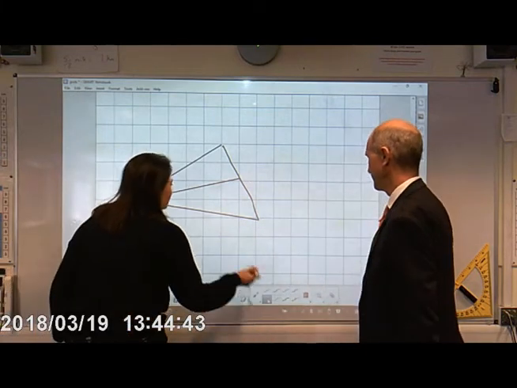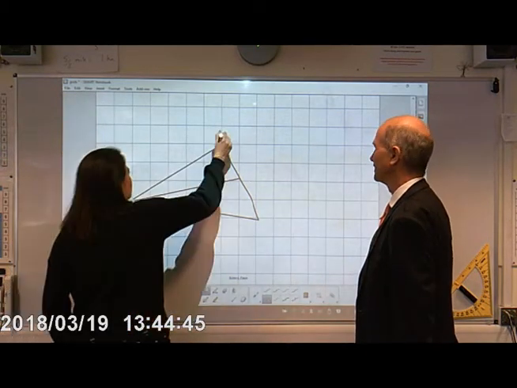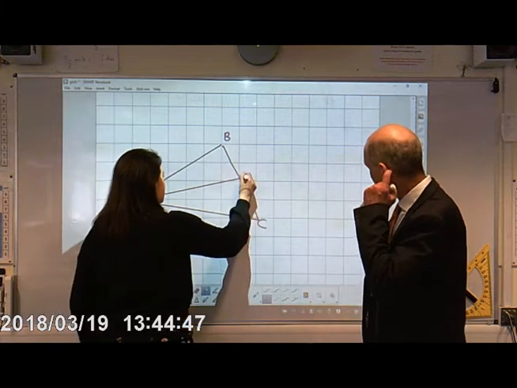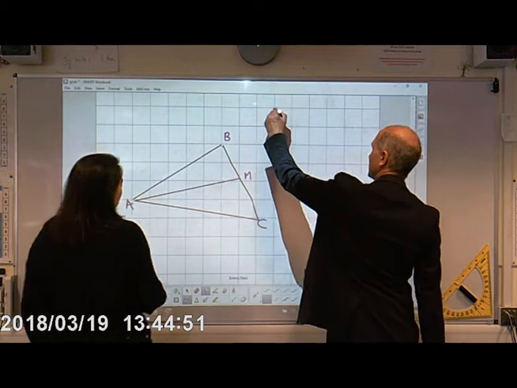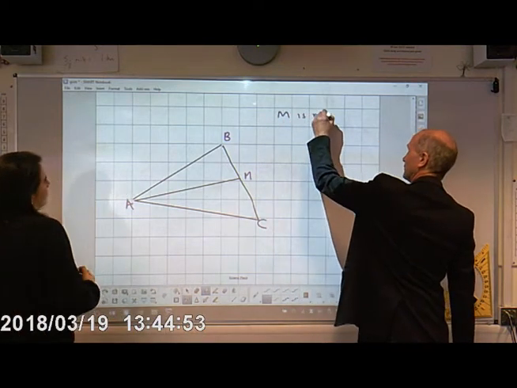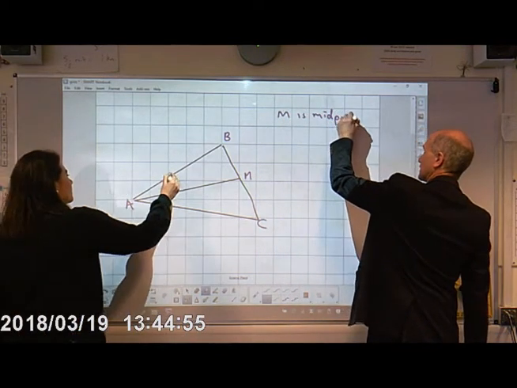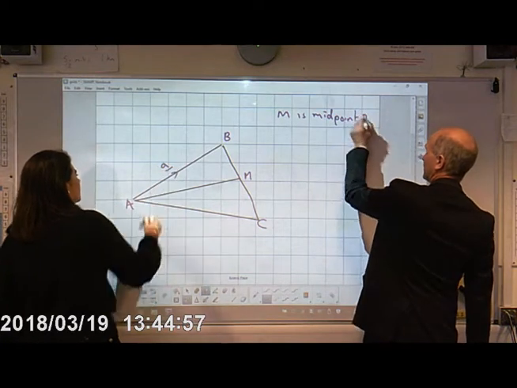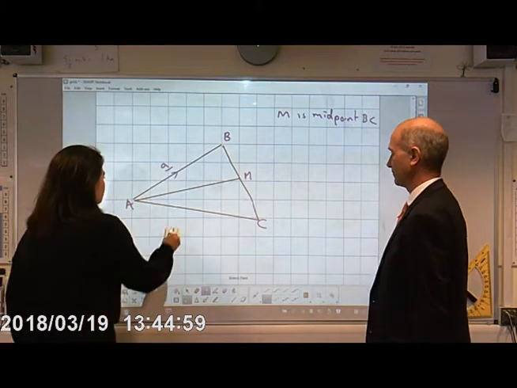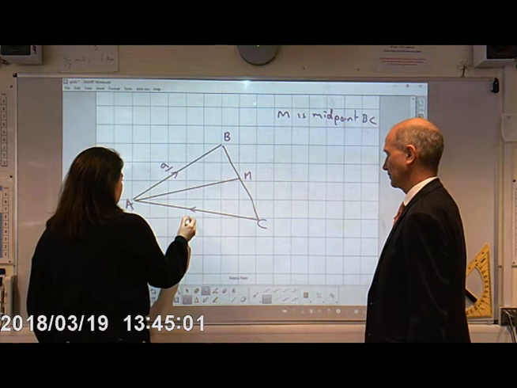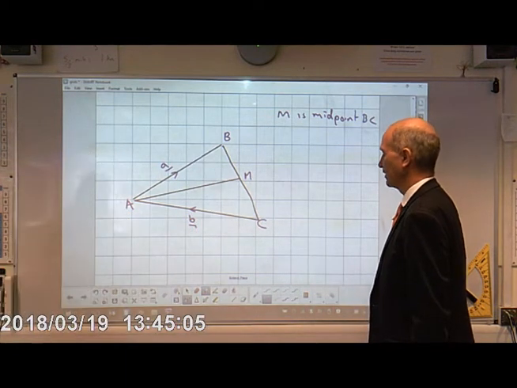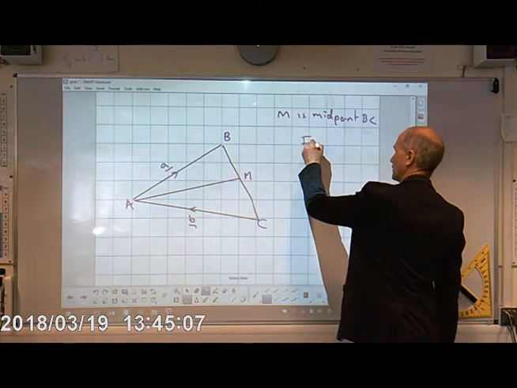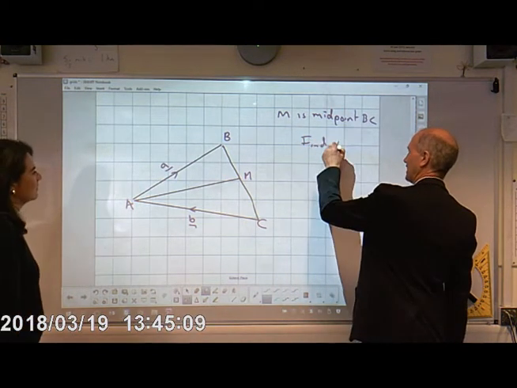Okay, let's go with some colour. Lovely. We've got A, B, C, M. Is it a midpoint? Yeah. Shall I write that down? M is the midpoint of BC. I think that's it. I'm gonna say find AM.